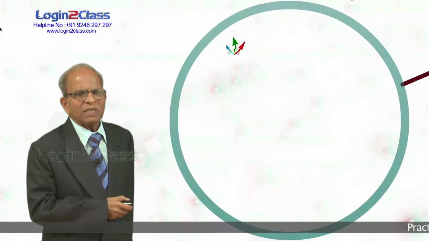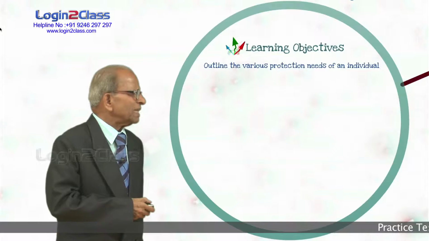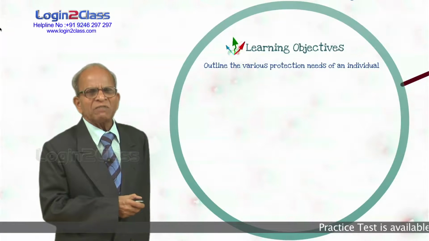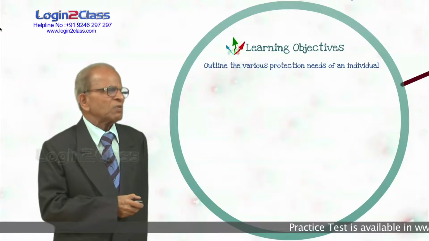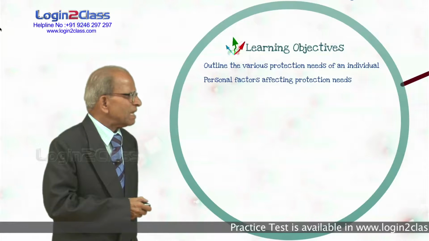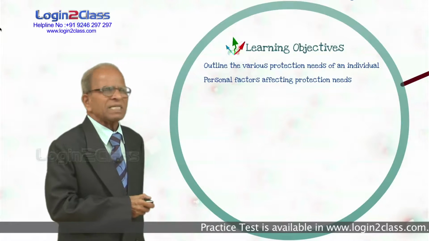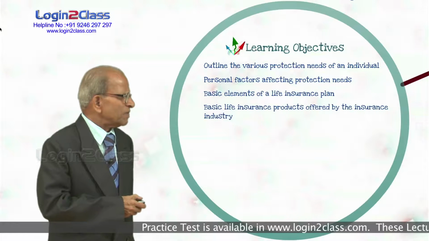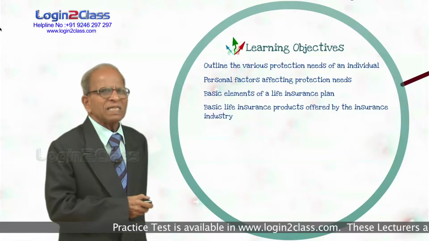We shall first see what are the learning objectives. Outline the various protection needs of an individual. What are the needs of the individual for insurance? When you want to sell a product to a person, you must be sure that he needs it. Personal factors affecting protection needs. Basic elements of a life insurance plan. Basic life insurance products offered by the insurance industry.